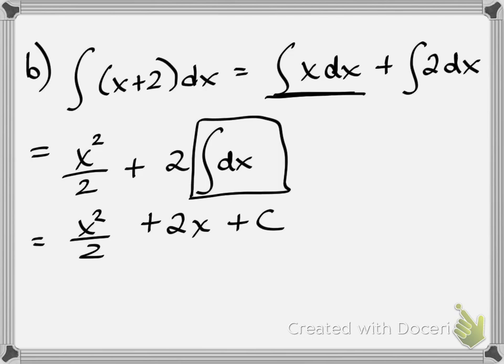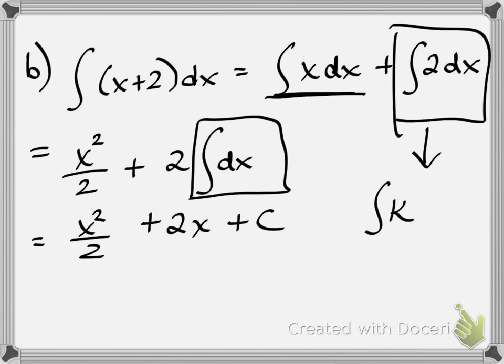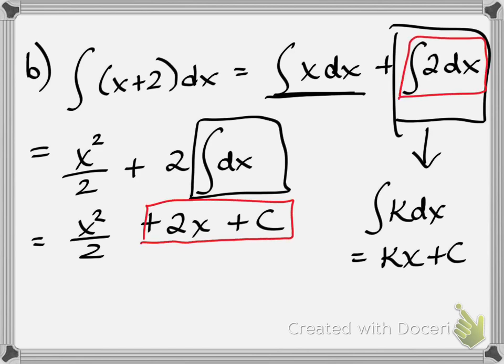There's another rule that I could give you here, though, for this. Anytime you integrate a constant with respect to x, the answer is that constant times x plus c. So here we integrated 2 with respect to x, and we got 2x plus c. Another thing, I don't do a plus c here and a plus c here for those 2 separate integrations. I just do a plus c at the end.